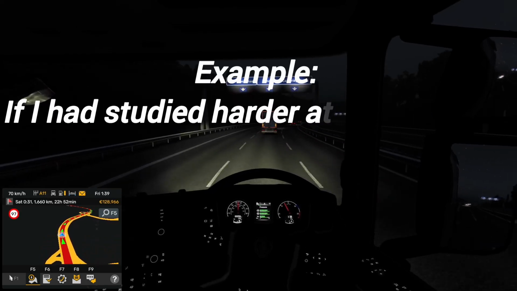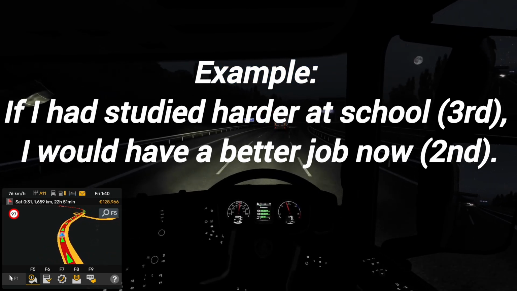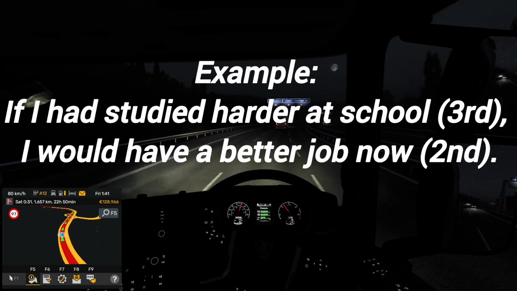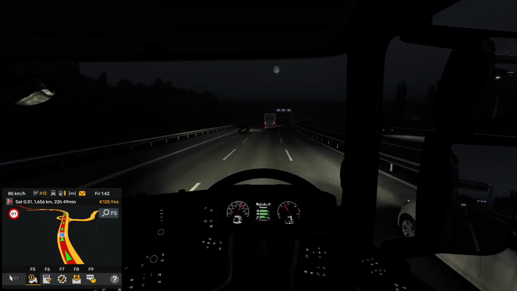For example, if I had studied harder at school (third), I would have a better job now (second). In this example, we're mixing the third and second conditionals. The if clause refers to the past while the main clause refers to the present.